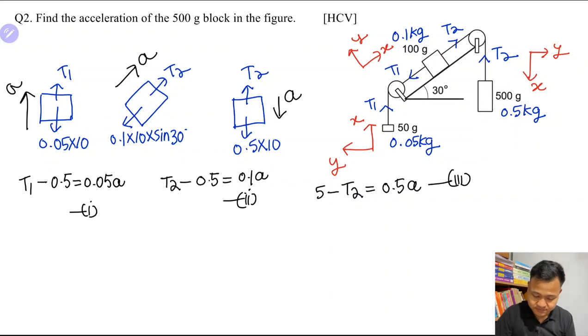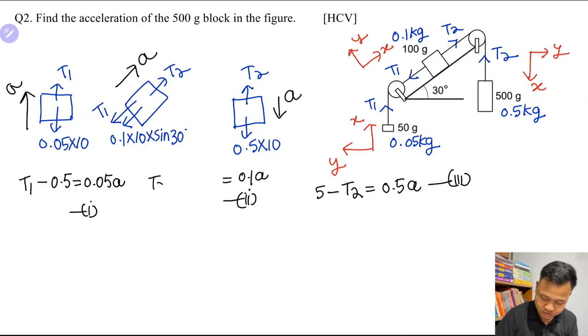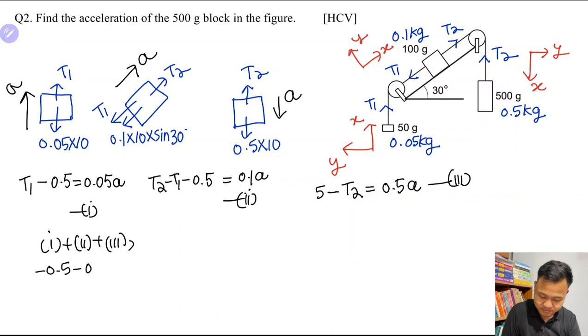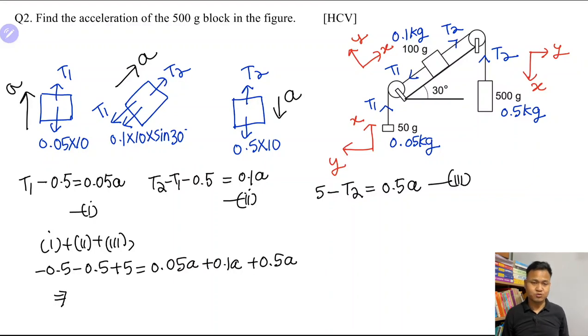Now you add all of these. On the left side you should have T1, so I have to write T2 minus T1 minus 0.5. Now add equation 1 plus equation 2 plus equation 3. Plus T1 minus T1 is 0, and T2 minus T2 cancels out. Remaining: minus 0.5 minus 0.5 plus 5 should be equal to 0.05A plus 0.1A plus 0.5A. Minus 0.5 minus 0.5 is minus 1, and minus 1 plus 5 is 4.